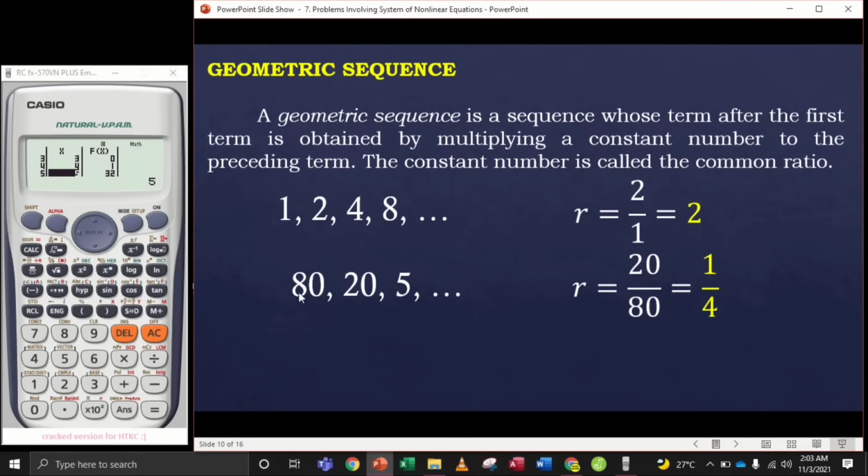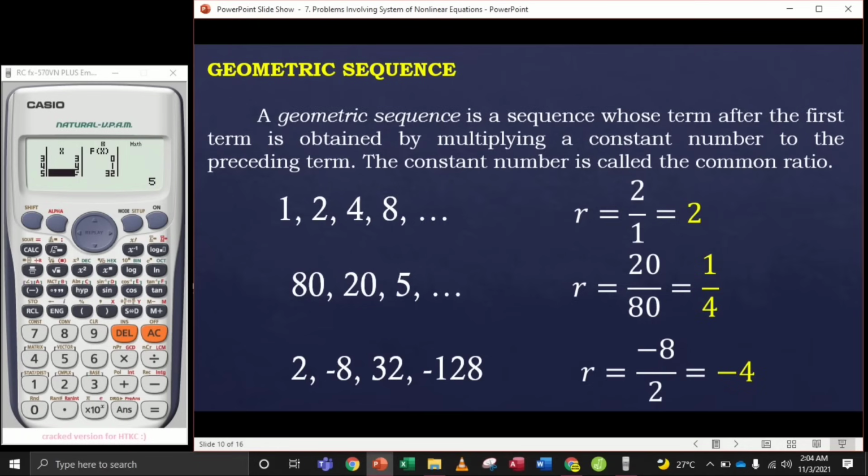Okay, another example, 80, 20, and 5. So, yung common ratio natin is 1/4. Kasi pag dinivide natin, 20 divide 80, or kunin natin yung fraction nila, lowest term nun is 1/4. Same with 2, negative 8, 32, and negative 128. So, yung common ratio nila is negative 4. So, pag trinay natin, 2 times negative 4, the answer is negative 8. Negative 8 times negative 4, that is positive 32. 32 times negative 4, that is negative 128.